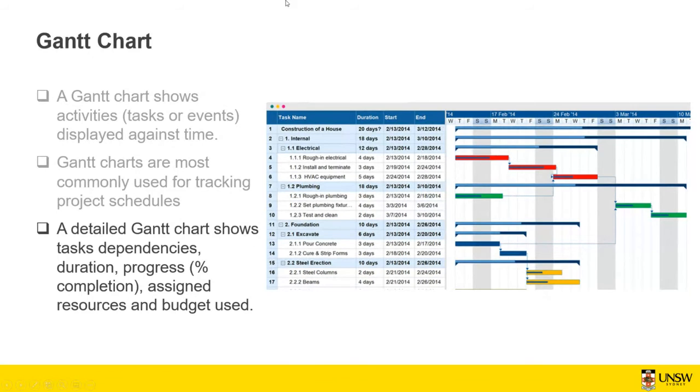Also, the Gantt chart shows the task dependency. So you can see, for example, this task is finish to start. This task also is finish to start. And the other task also you can see here. All the task dependencies are shown by arrows. And also you can see the percentage of completion. So this line here, that's the completion percentage. And also you can see the assigned resources and budget for each task.